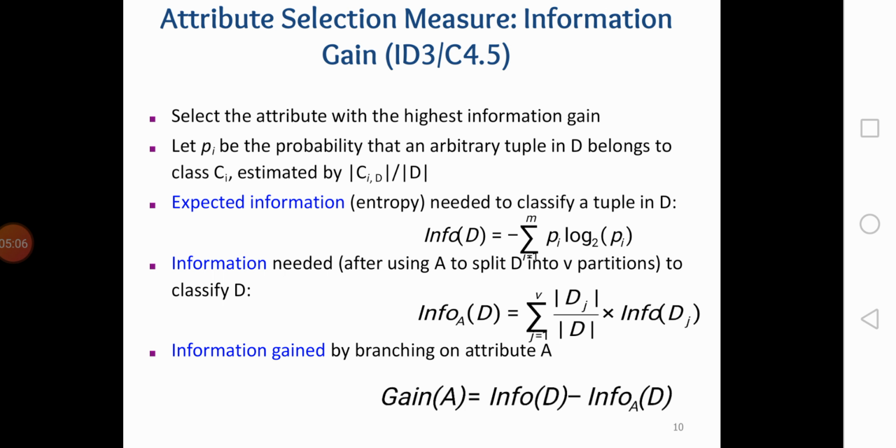|Dj| divided by |D| acts as the weight of the jth partition. Then information gain: if you want to check how much information we gained, we need a formula, and we subtract the two. Gain(A) = Info(D) minus InfoA(D). With this we get the information gain of whatever attribute we have considered. This is about information gain. We'll understand with one example how information gain works.